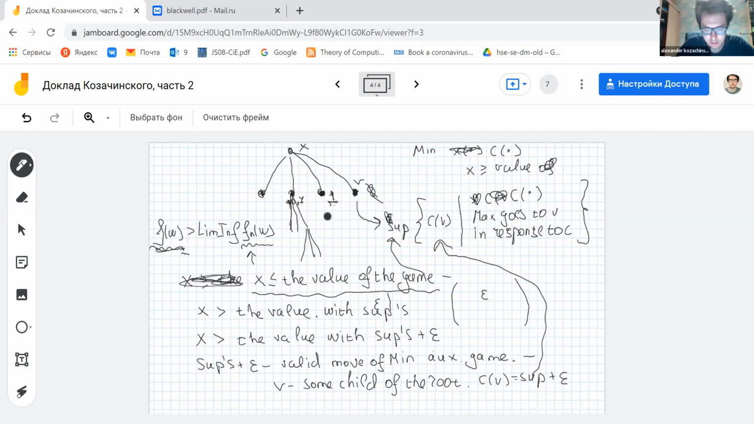Because then Mean has a winning strategy in the auxiliary game. Just assign 1 always, to everything. Once you have assigned 1 to something and Max goes to this trap, then you can just assign ones forever later on, and you will win because f is at most 1. So your limit will be 1, and you will win.